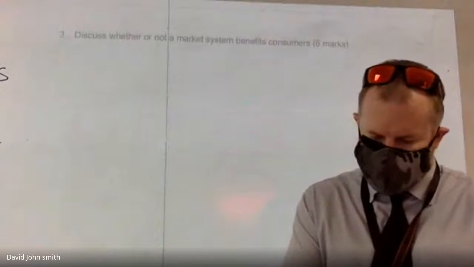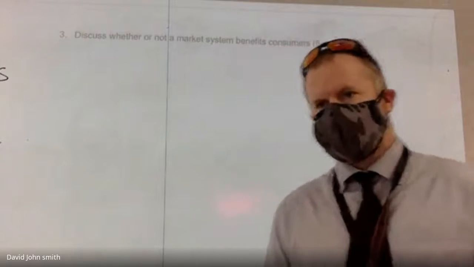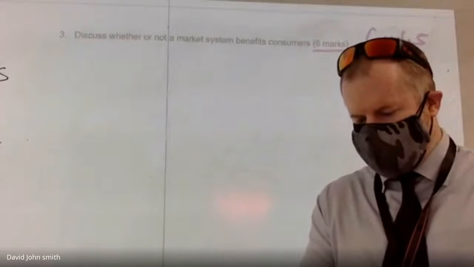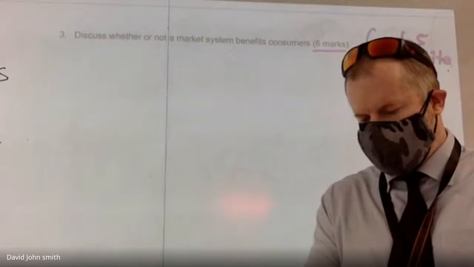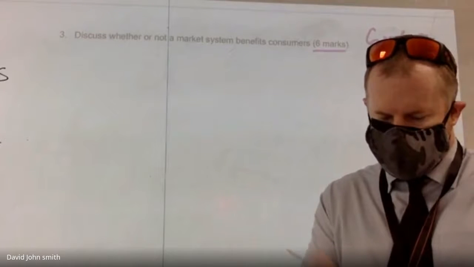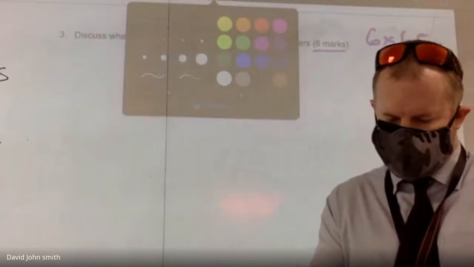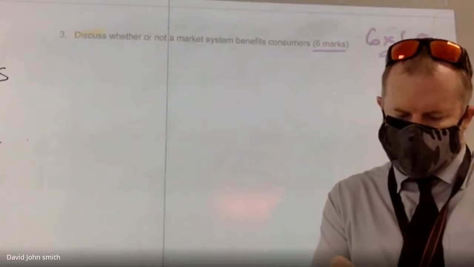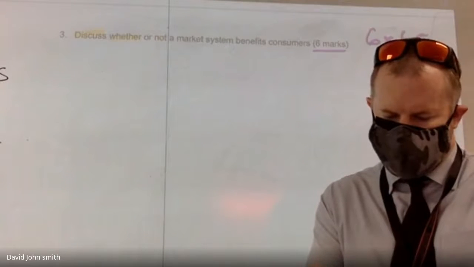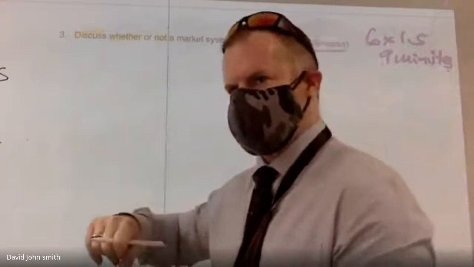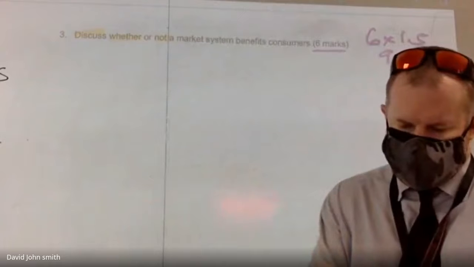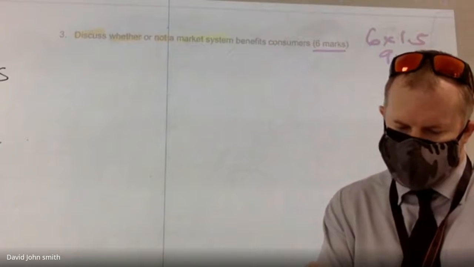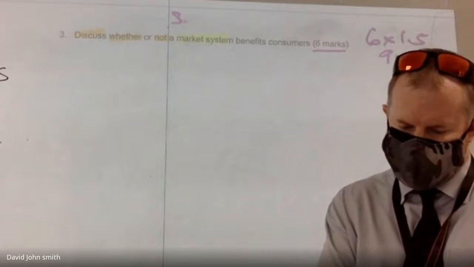Now then I decided that it would be good to look at a 6-mark question. So 6 times 1.5, that's about 9 minutes. This one is a discuss question, and again, as we talked about before, they're whether or not. So you've got to have the argument and the counter argument. What is it actually talking about? Whether or not a market system, so that is supply and demand.